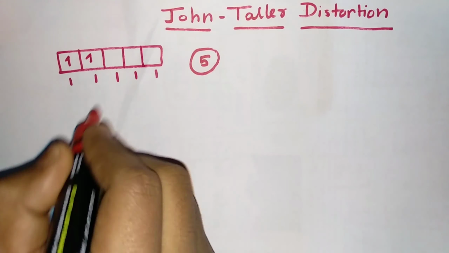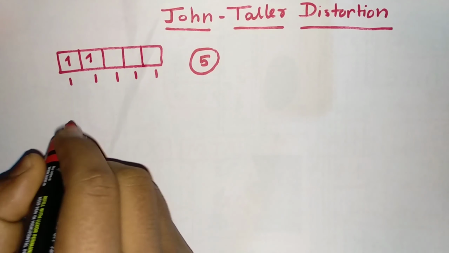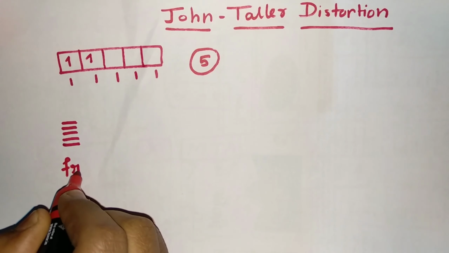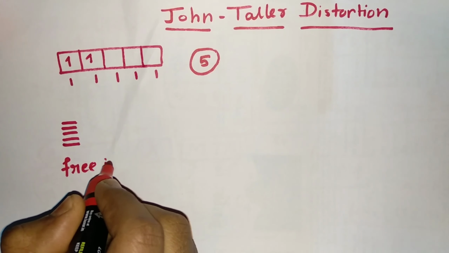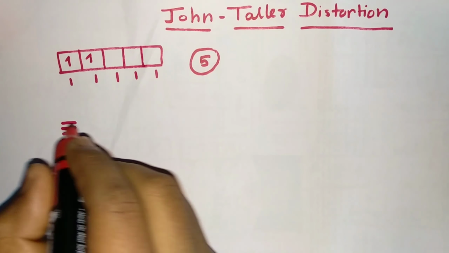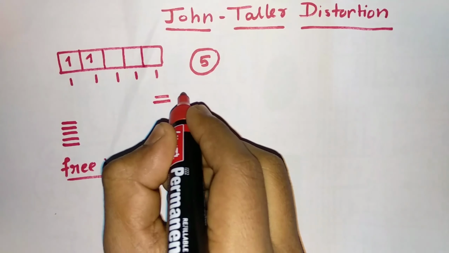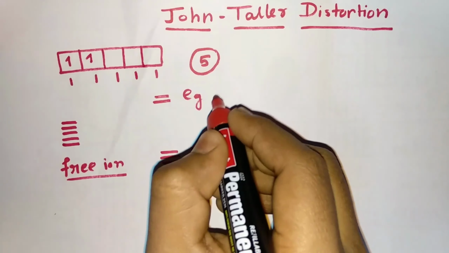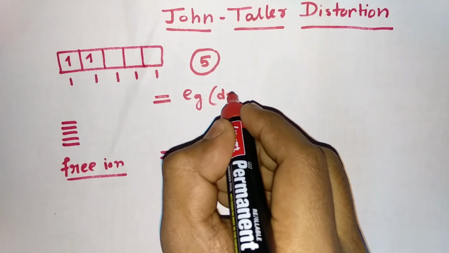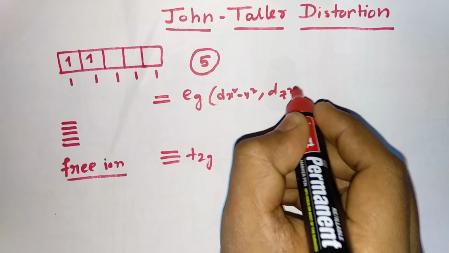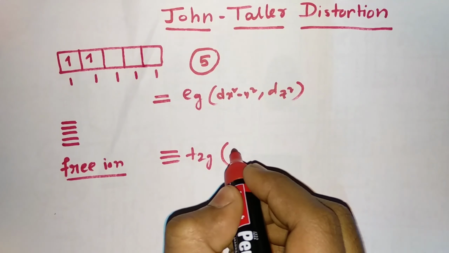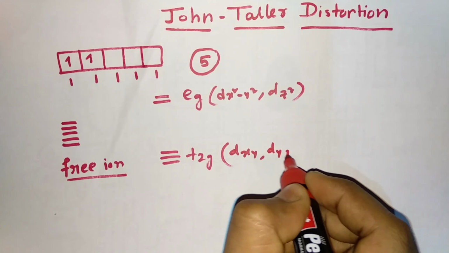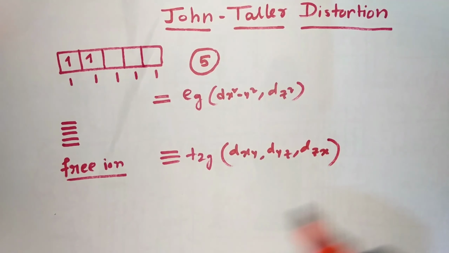Okay, so let's take another example. When the 5d orbitals are in a free ion, and then when they are in an octahedral field, they split into Eg and T2g levels. The Eg level consists of dx square minus y square and dz square orbitals, and T2g consists of dxy, dyz and dzx orbitals.